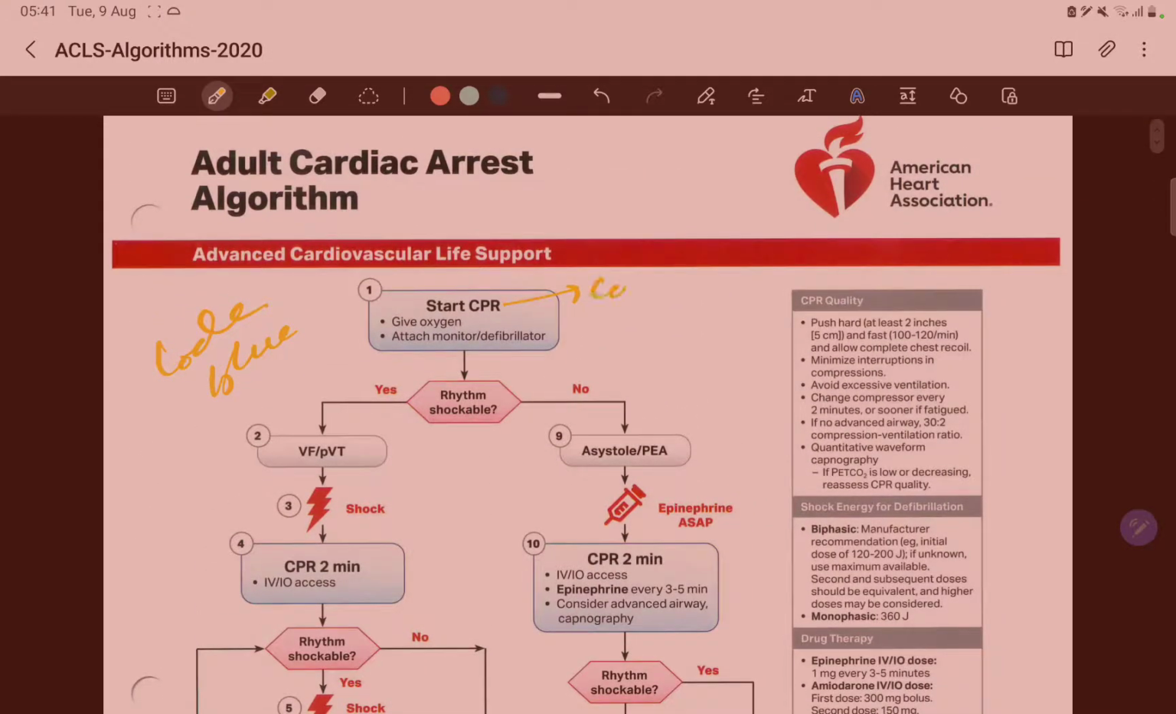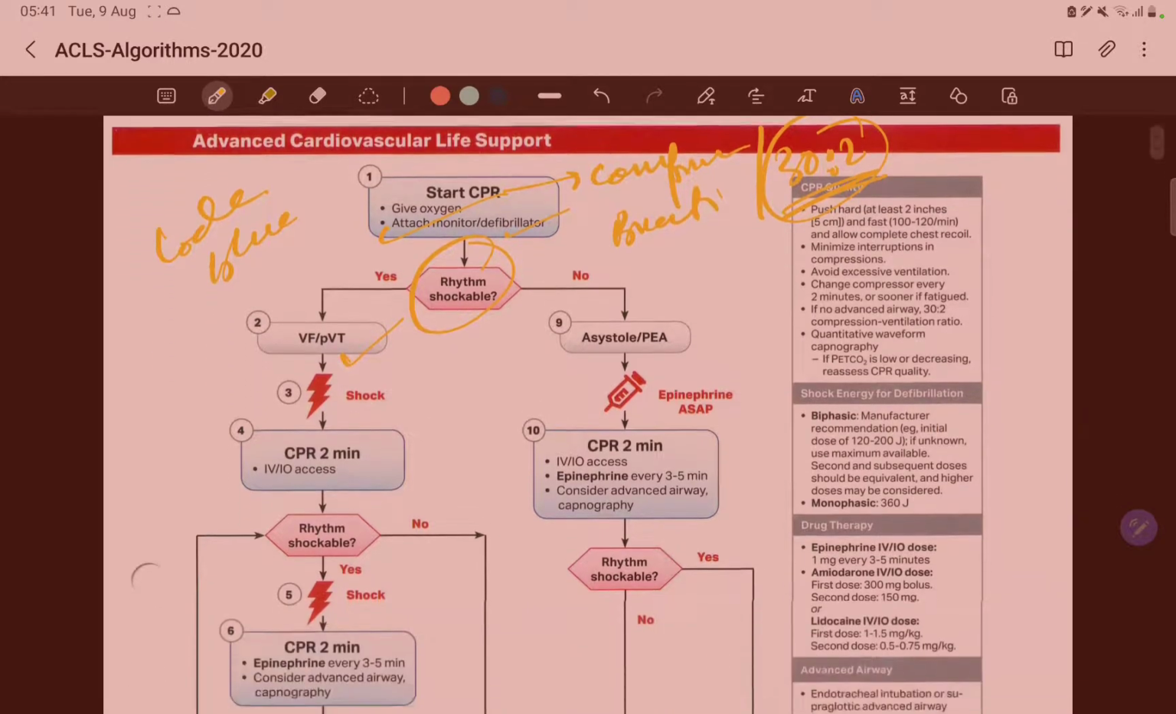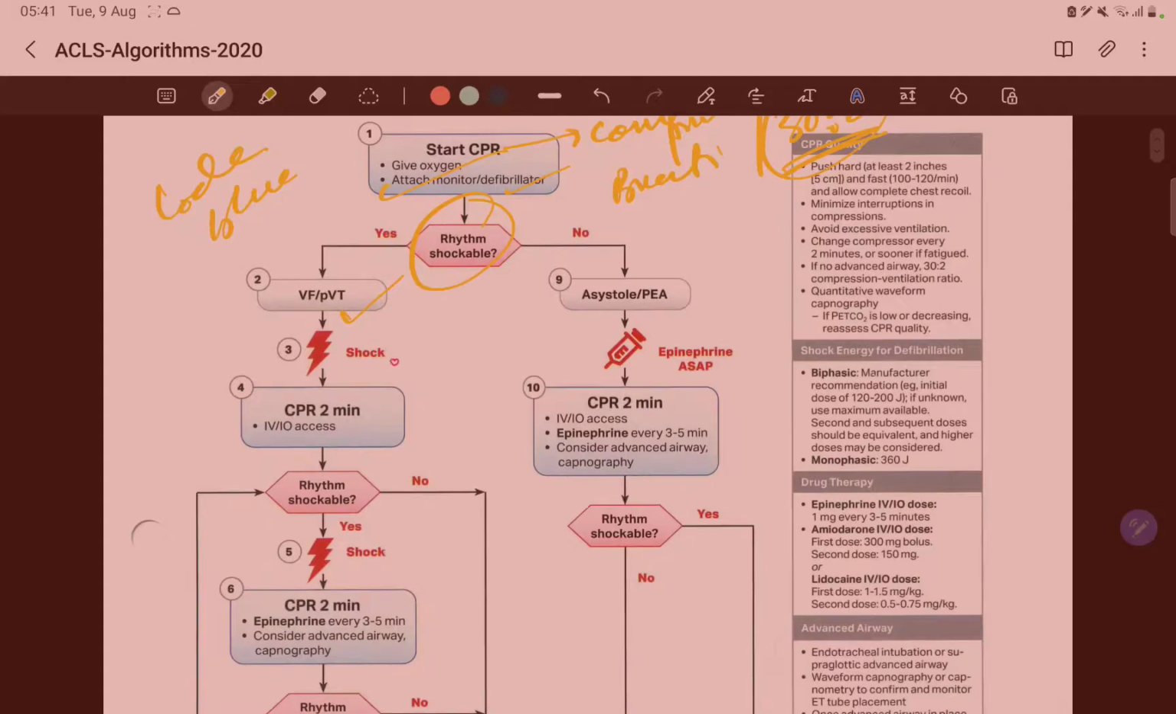We'll start the compressions and breathing with a ratio of 30:2 in case of an adult, right? Then everything is attached. We see whether the rhythm is shockable or not. We check if ventricular fibrillation is there or not.